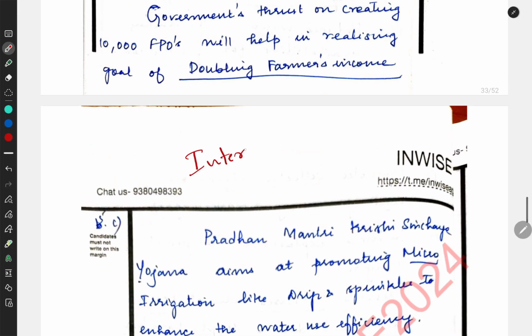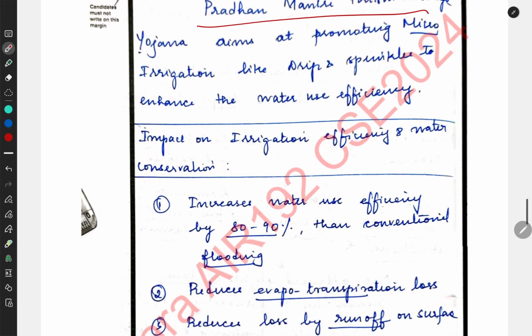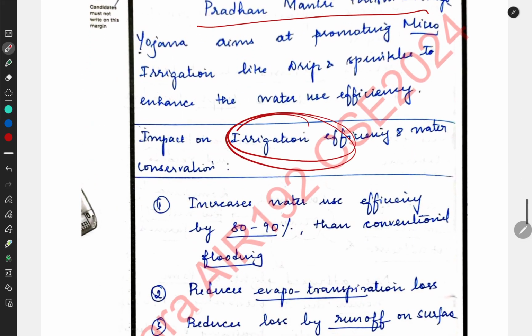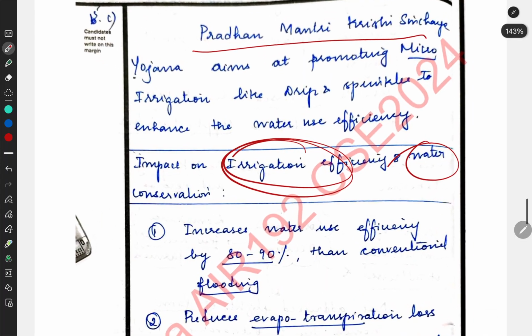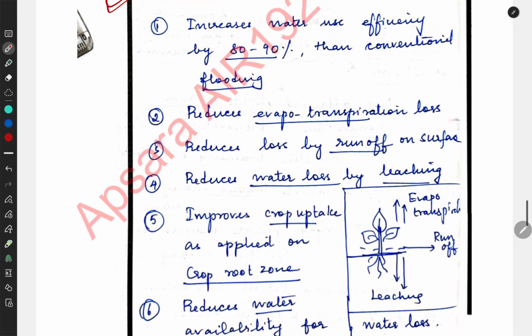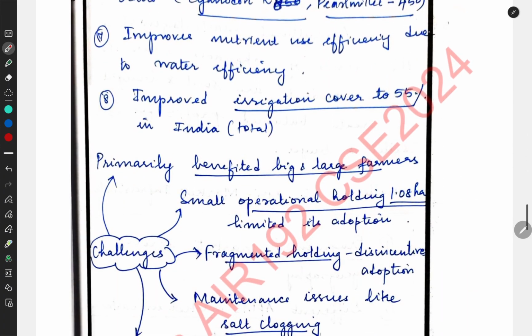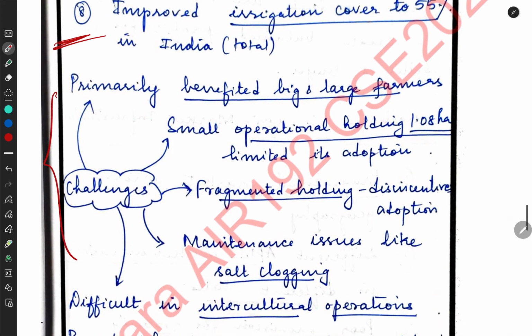interdisciplinary linkages. What do you mean by that? See, if the question is asking about Pradhan Mantri Krishi Sinchai Yojana, the impact of irrigation efficiency and how it relates to water conservation, what do interdisciplinary linkages mean here? The question is asking about irrigation efficiency. See, they address the demand of the question, right? How many points? 6, 7, 8 points they have written. But what are the extra points? These are not asked in the question, right?